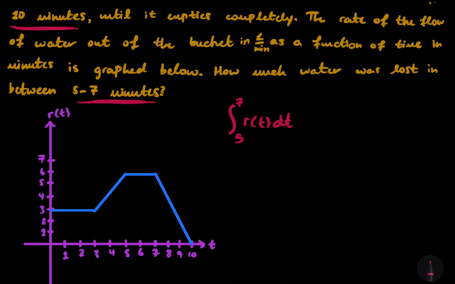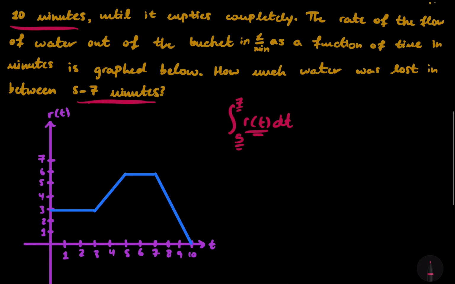R of t is the function we're integrating, which is the rate of flow of water out of the bucket as a function of time. And this dt just tells us that we're integrating with respect to time. So t is our variable of integration, and it's our independent variable.